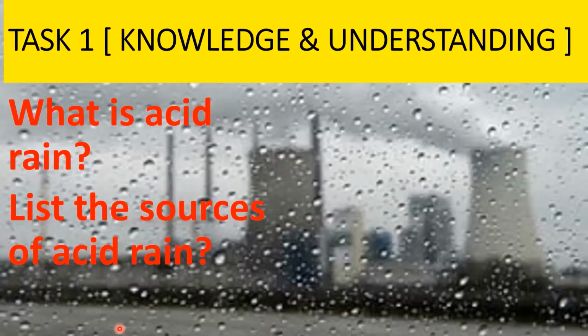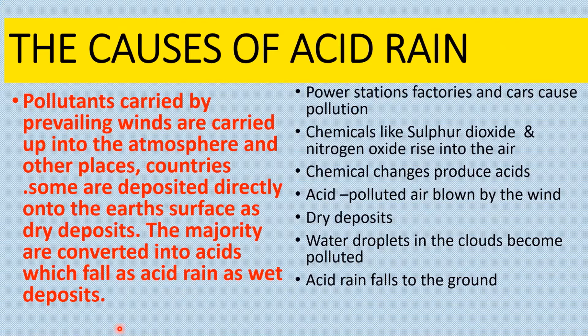The sources of acid rain are mainly nitrogen oxides and sulfur dioxide. Let's see how the pollutants contribute to acid rain. Pollutants are carried up into the atmosphere by the prevailing wind to other places or other countries, and some are deposited directly onto the earth's surface as dry deposits. The majority are converted into acid, which falls as acid rain as wet deposits.